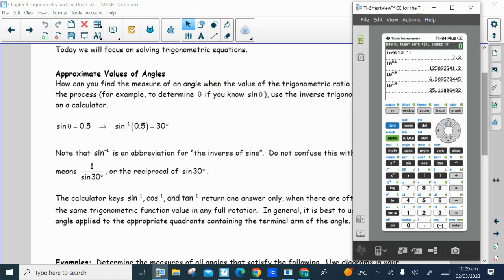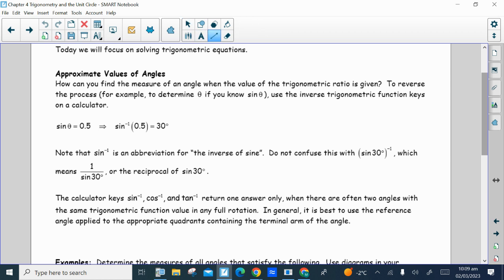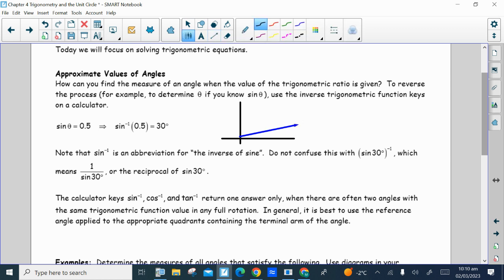But that would only happen if your calculator was in degree mode, which mine is. So if I go second function sine of 0.5, you get your answer of 30 degrees. Now, this comes from the unit circle. You can also get it from the unit circle, right? Because at 30 degrees, with the angle being 30 degrees, we know the coordinates there are root 3 over 2, comma, a half.